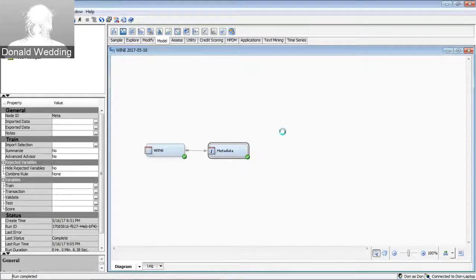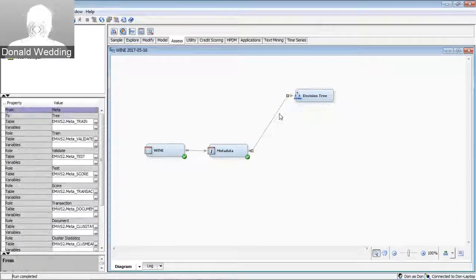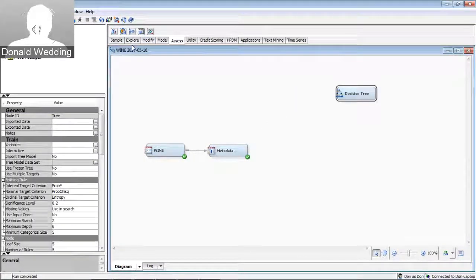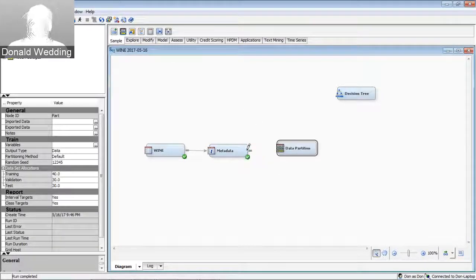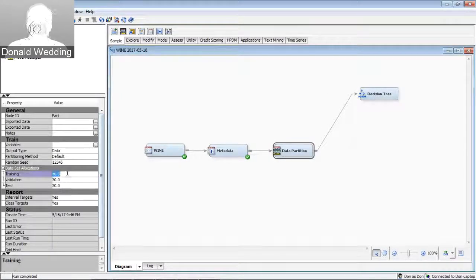Okay, what I always do is a decision tree. Bam. Drop him in there. Let's see how he does. Oh, actually, let's have a holdout sample too. You don't have to do a holdout sample, but we're going to. Okay, decision tree, bam. Let's say that we're going to use 70% of our data for training, nothing for validation, the rest will be test. Okay, we got a decision tree. Let's see how good this guy is.